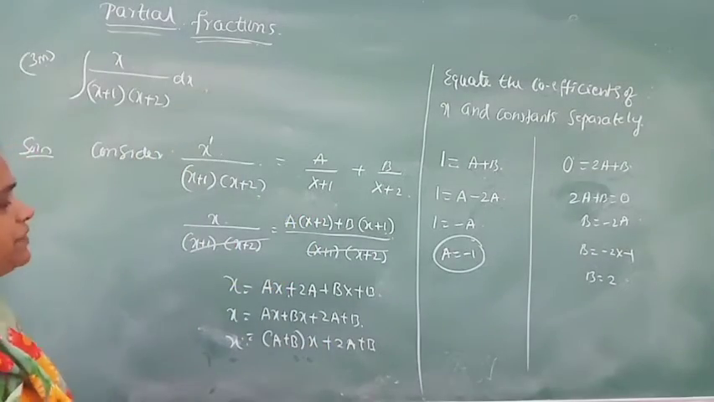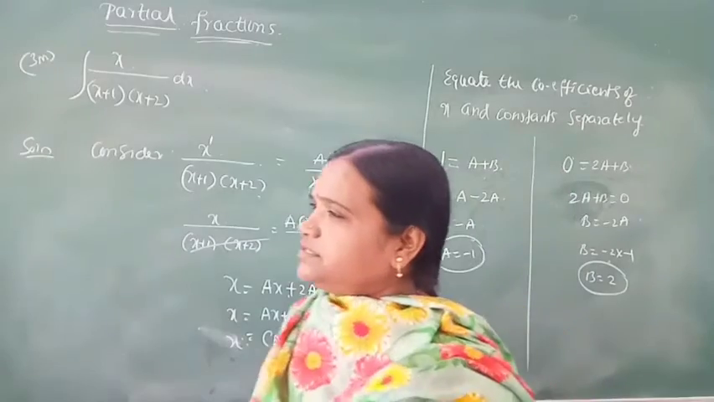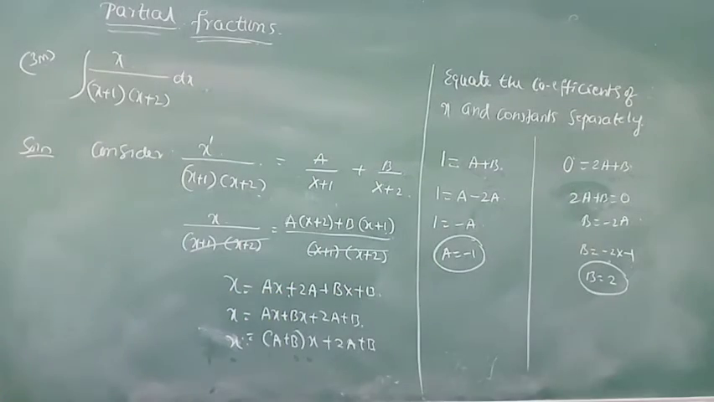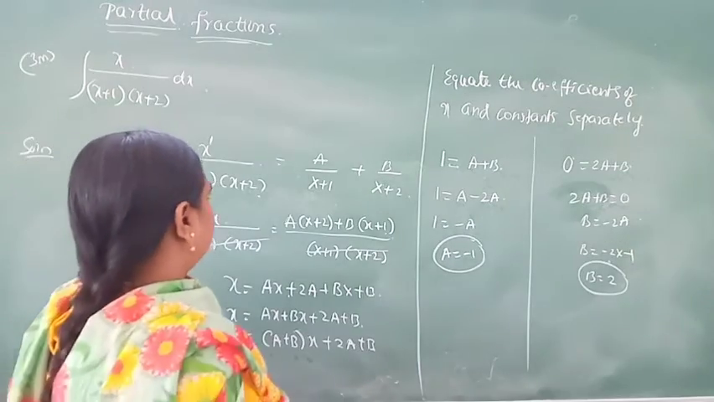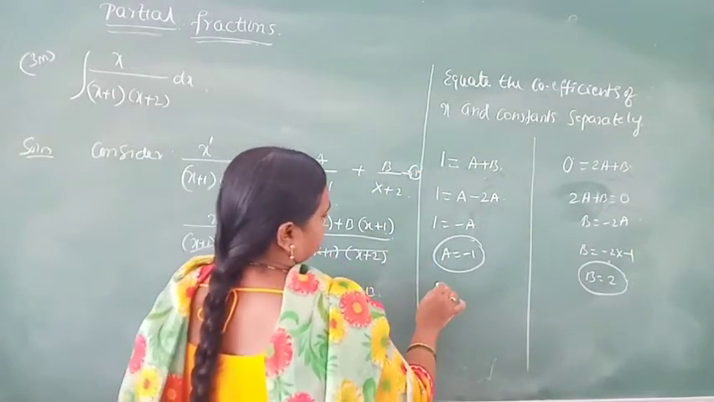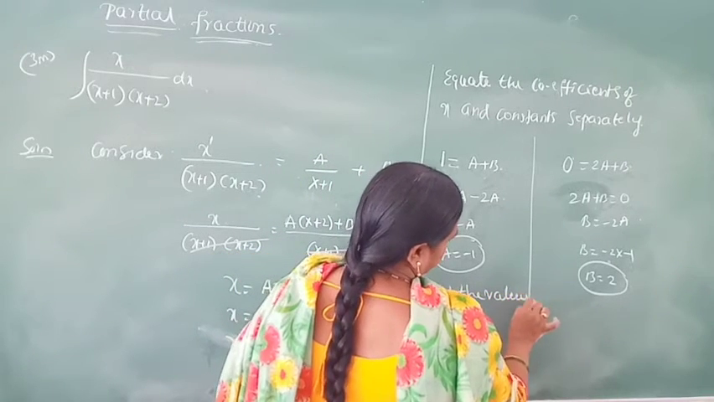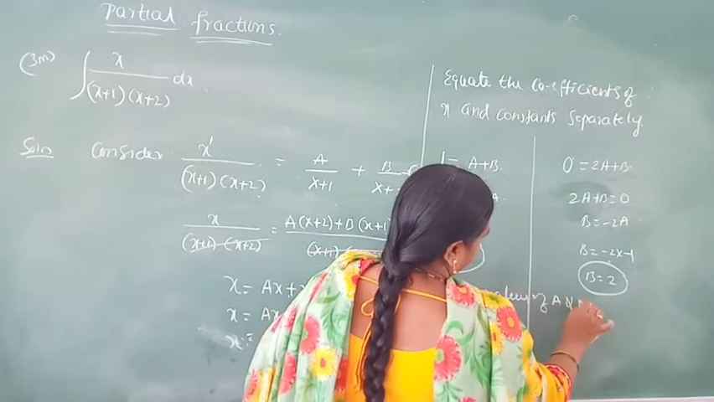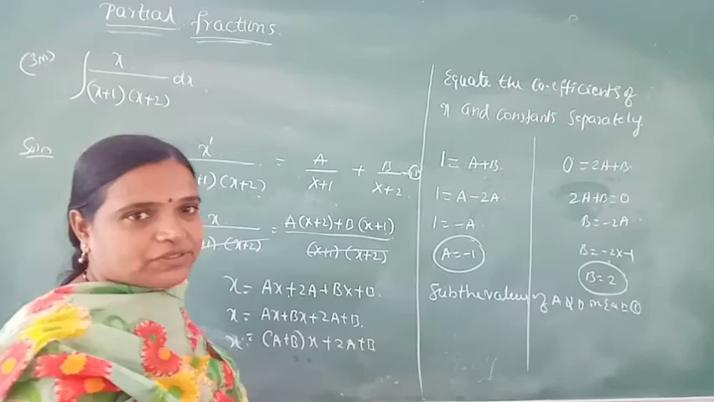Okay. In this way we can calculate the value of a and b. Next, after knowing the value of a and b, we have to substitute in the given equation. So this is equation 1. Substitute the values of a and b in equation 1.